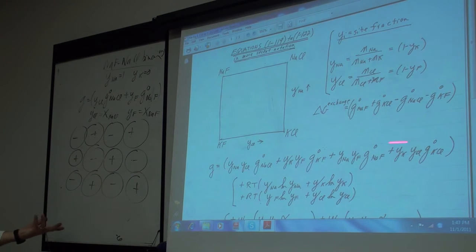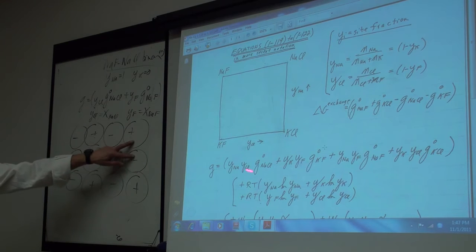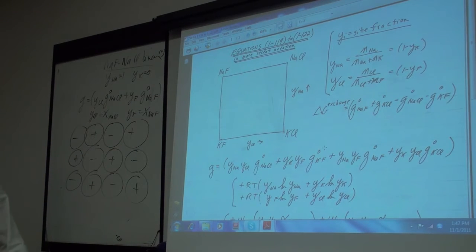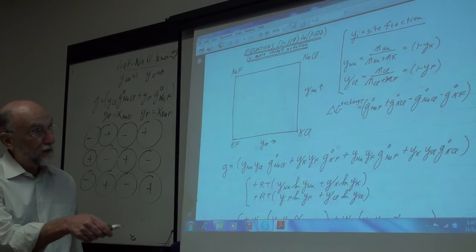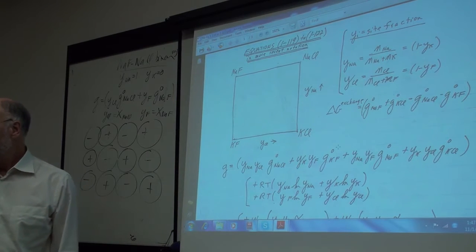So this seems another logical way of weighting it. For the first term, we take the probability of sodium chloride nearest neighbors and multiply that by G naught sodium chloride, the KF nearest neighbors times G naught KF, and so on. You can verify yourself that Y sodium Y chlorine plus Y potassium Y fluorine plus the others equals 1.